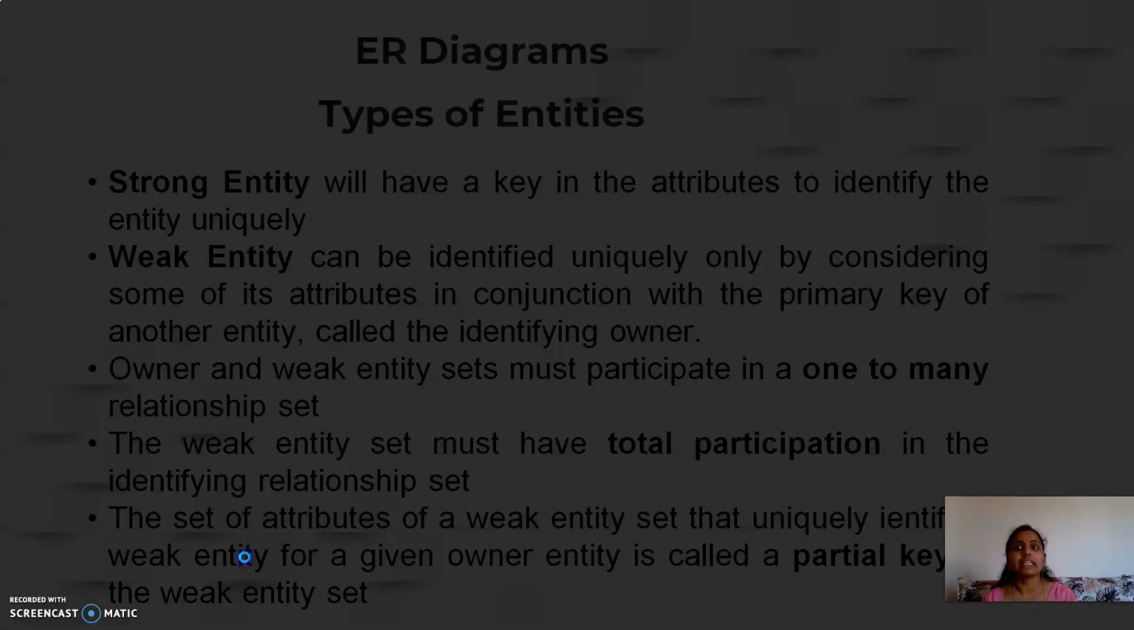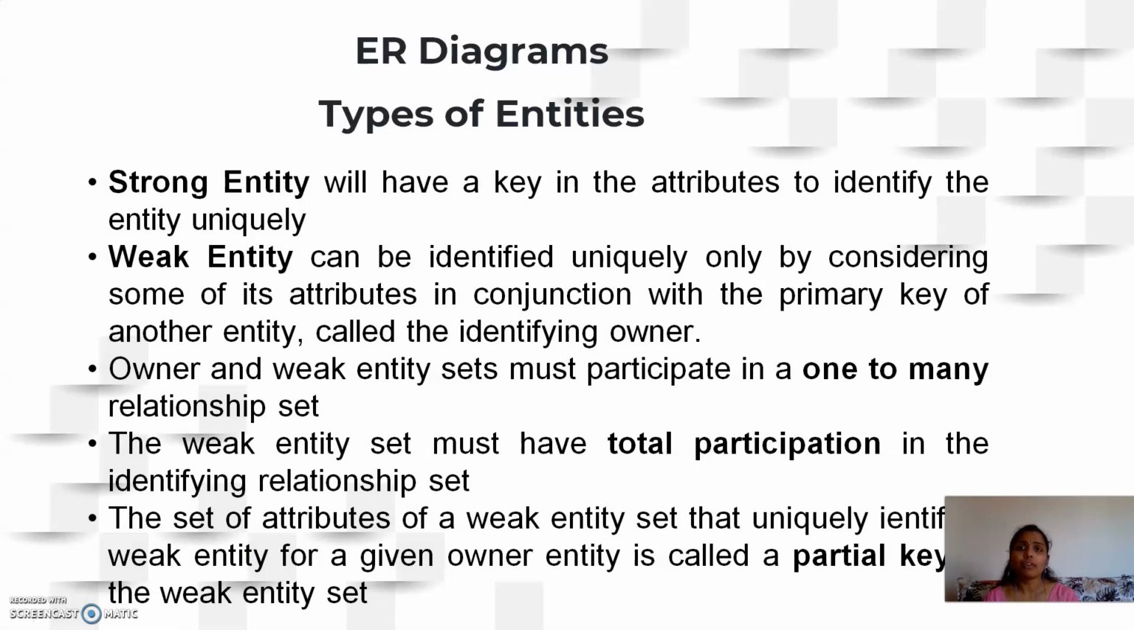So after understanding these participation constraints, we will classify the entities into strong entity and weak entity. As we know, there will be a key attribute which identifies the entity uniquely, and the strong entity will have a key attribute. But weak entities will not have any key attribute, so they depend upon the key attribute of the strong entity. A weak entity must always have a one-to-many relationship with the strong entity, and it must be totally participating. The set of attributes on the weak entity set that is useful for identifying the weak entity in conjunction with the strong entity, we call the partial key.